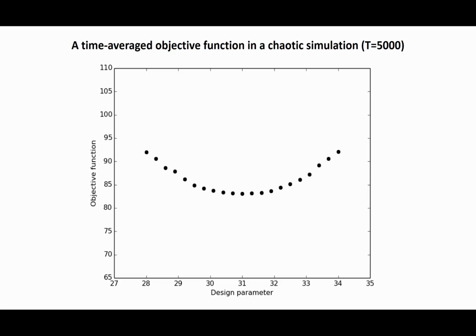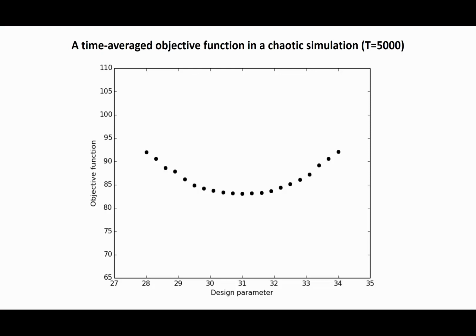But this 5,000 is really too much. I mean, this is about 5,000 times the longest time scale in the system. So in a CFD calculation, think of if you do 5,000 flow-throughs in your calculation, that's very expensive. And what we want is really a method that can give you the slope of this long time average, but with a much shorter calculation.